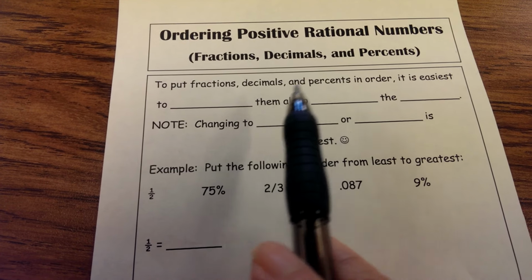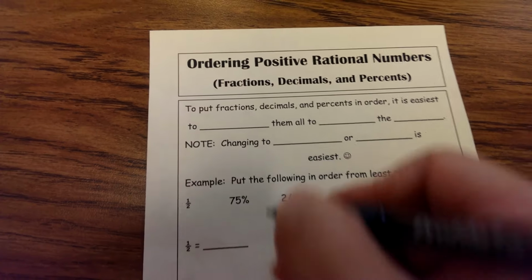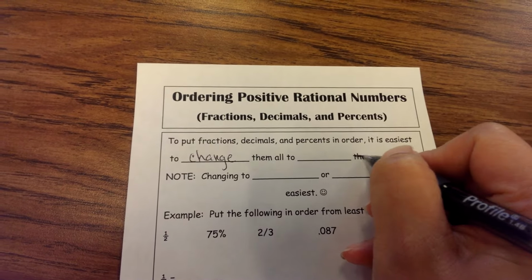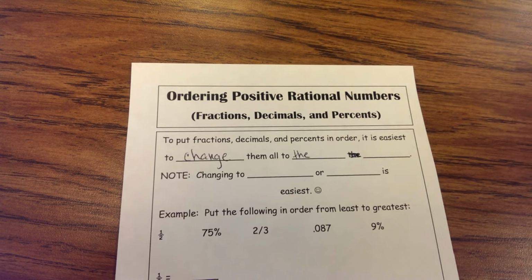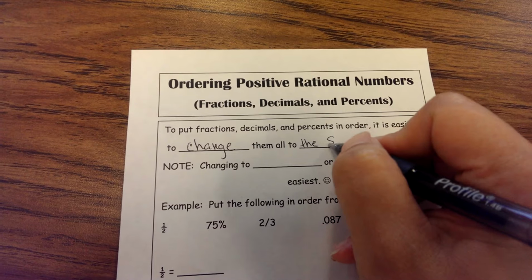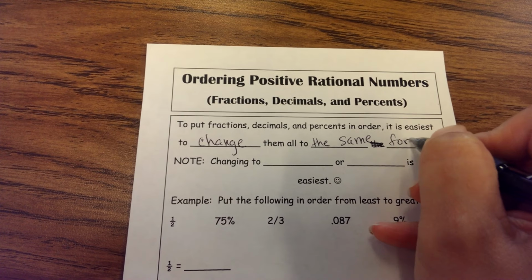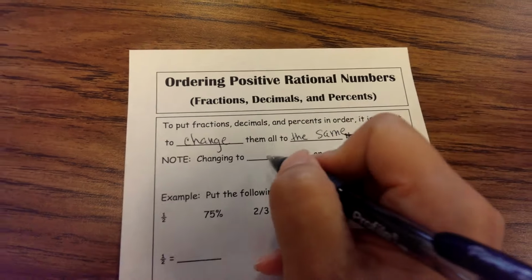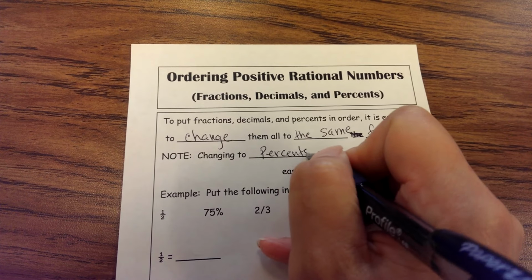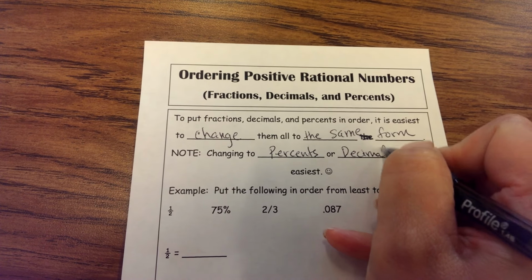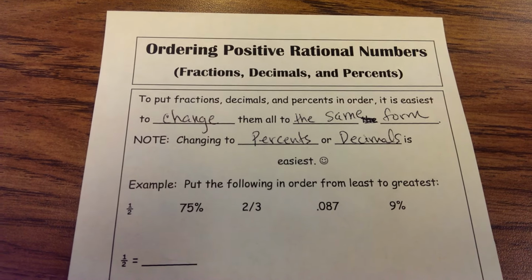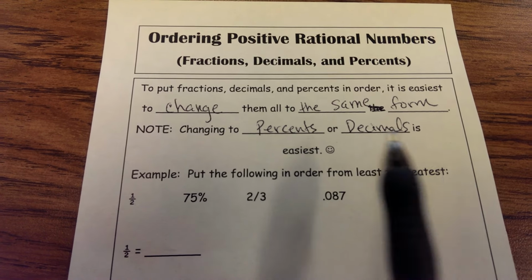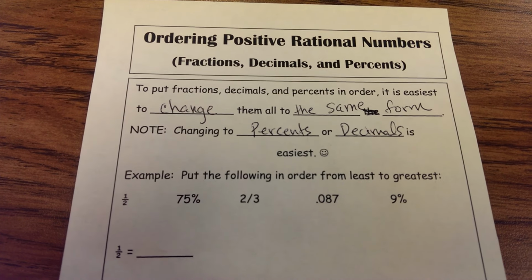To put fractions, decimals, and percents in order, it is easiest to change them all to the same form. Okay, same form. So changing to percents or decimals is easiest because it's not easy to compare fractions. With fractions, if you want to compare them, you have to get a common denominator and it takes more work. If you change all your numbers to either percents or decimals, it makes it a lot easier.